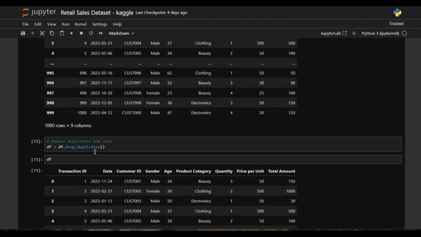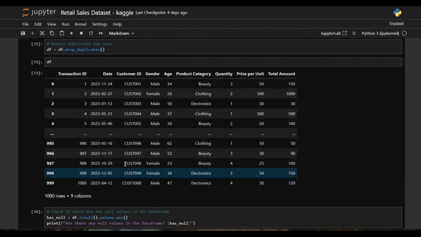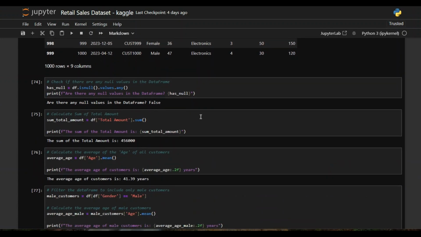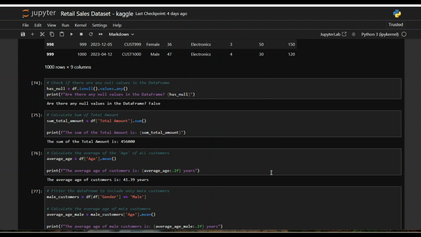First thing I do is to check for duplicates and drop all duplicates. But in this data frame, there are no duplicates. Then I searched for null values. Also, there are no null values. The next thing I do is some calculations, kind of like DAX functions, and I found the total amount. The sum of all the total amount is 456,000.